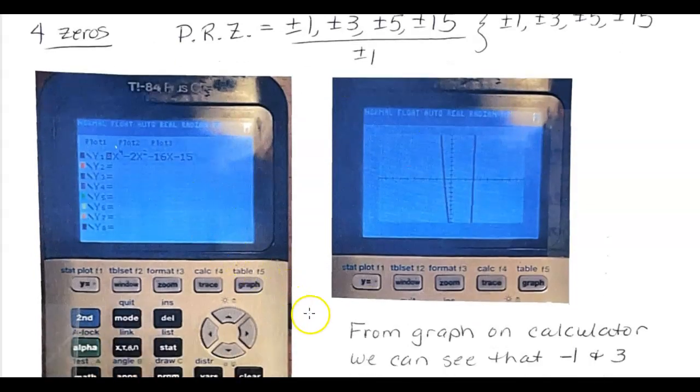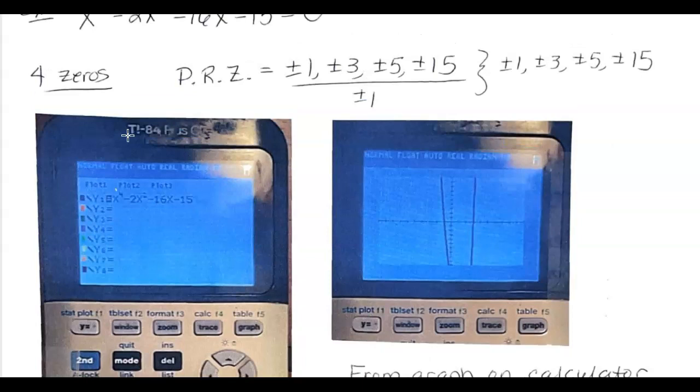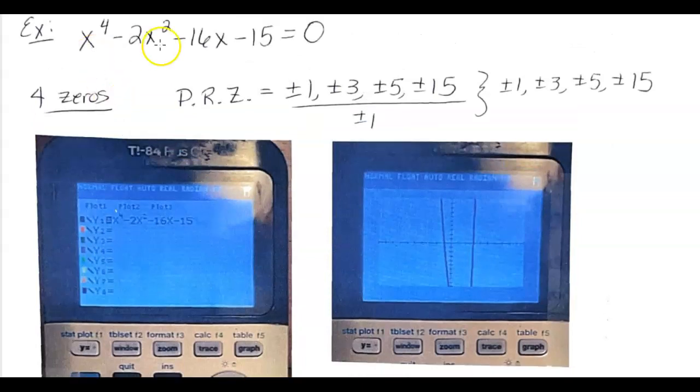So if you turn on your calculator, if you have a TI-84 and you press this Y equals key right here, it will bring you to a screen where you should see Y1, Y2, Y3, etc. This won't be here yet. All right, so once you get to that screen, you're going to type in your polynomial here. So my polynomial was this.